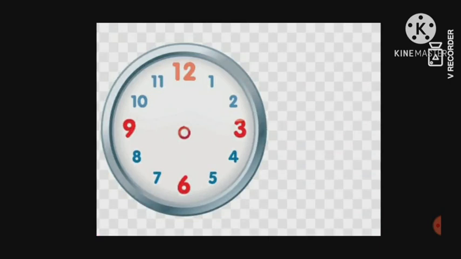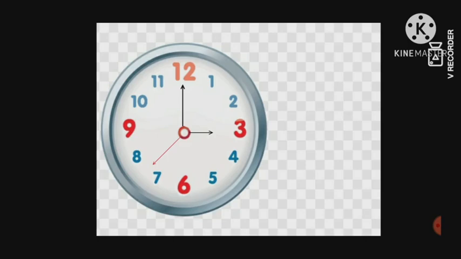And the analog clock. Analog clock has 12 numbers starting from 1 to 12. It has three kinds of hands. First is the short hand, which is the hour hand. Second is the longer hand, which is the minute hand. And third, the red sleek hand, which is the second hand.